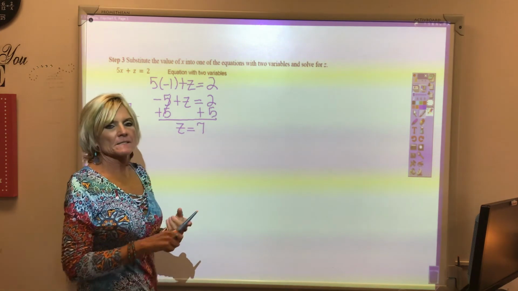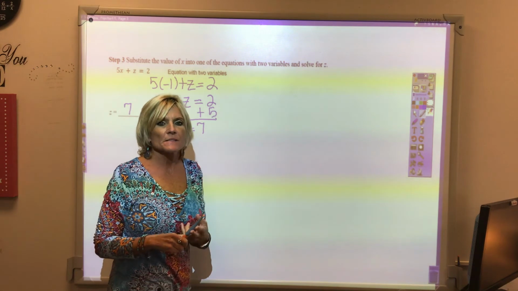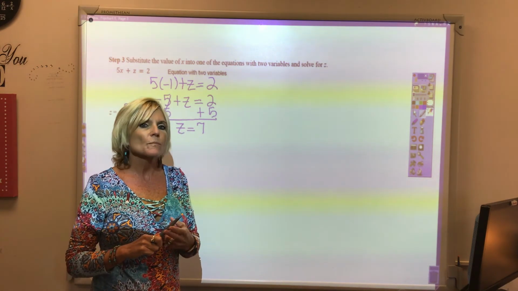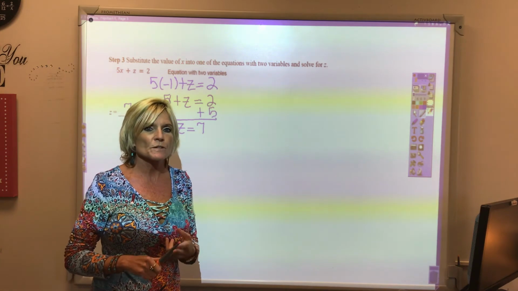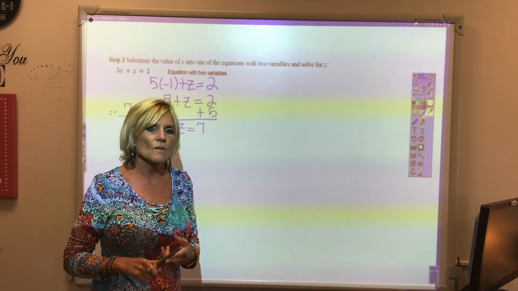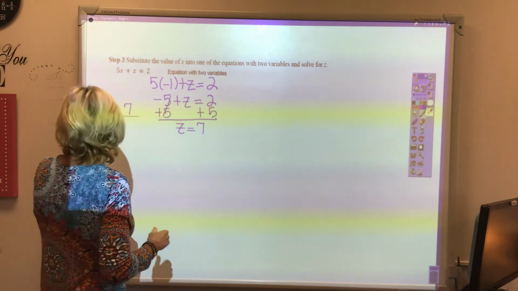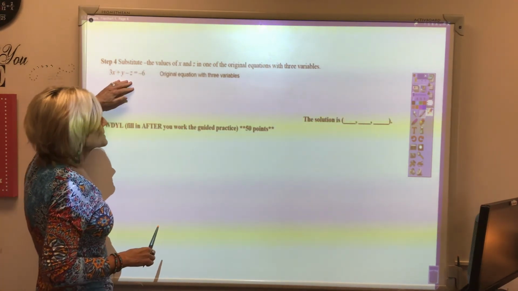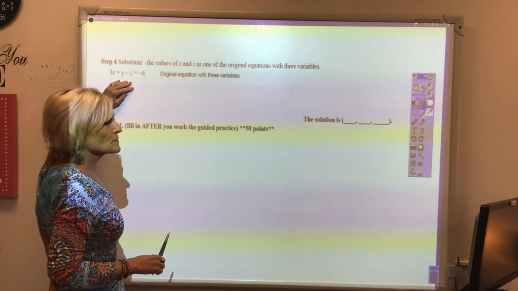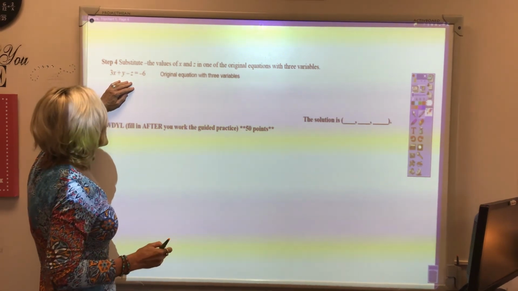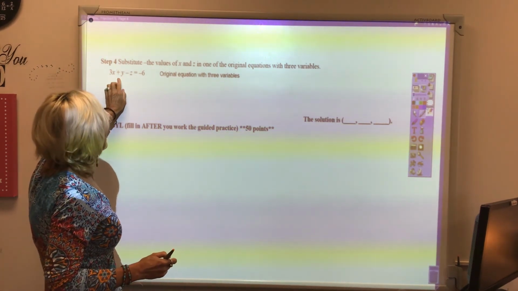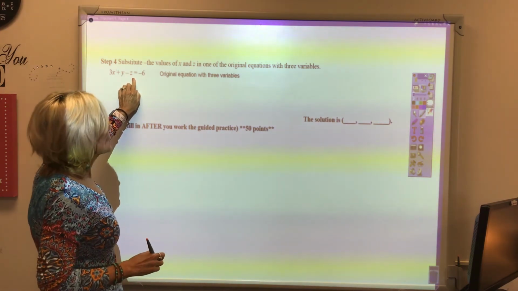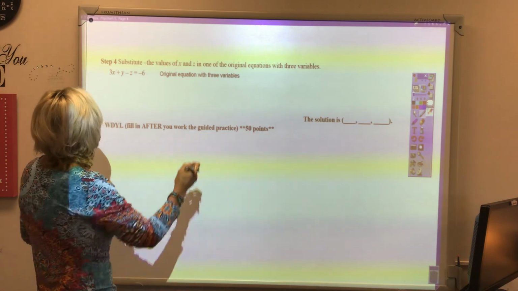Now we have x is negative 1 and z is 7. So what we're going to do is take those two values and plug them into one of the original three equations so that we can solve for y. So we'll just take this equation listed, this is one of the original ones, and we'll substitute the values of x and z into this equation in order that we may solve for y.